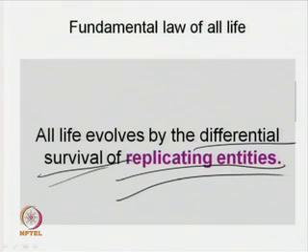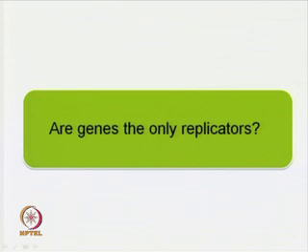Why does one organism fail while the other survives, right? So, from a very limited interest in biology, I get increasingly drawn by this statement by Dawkins, that all life evolves by the differential survival of replicating entities, and I find it immensely interesting that he is applying this to the cultural realm as well.